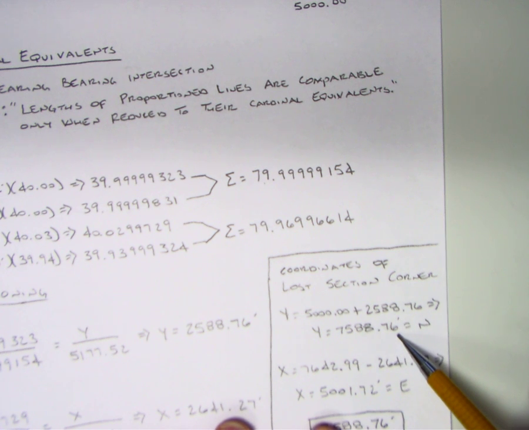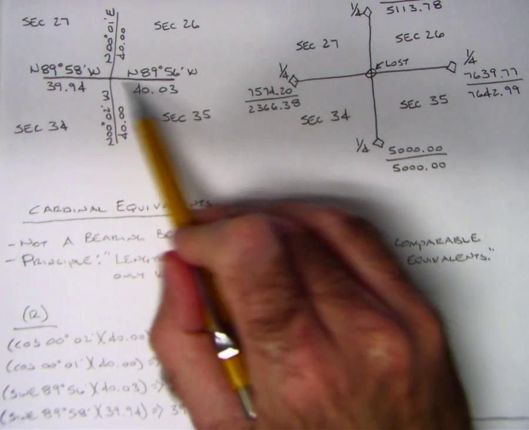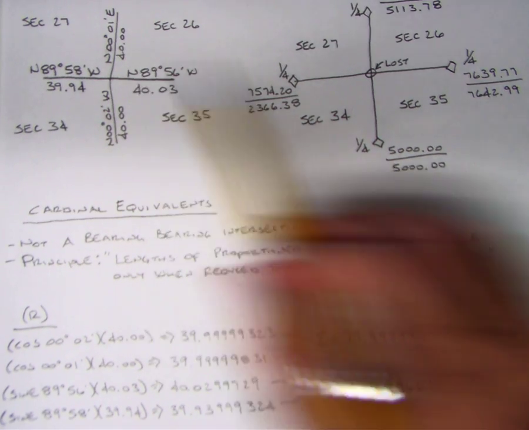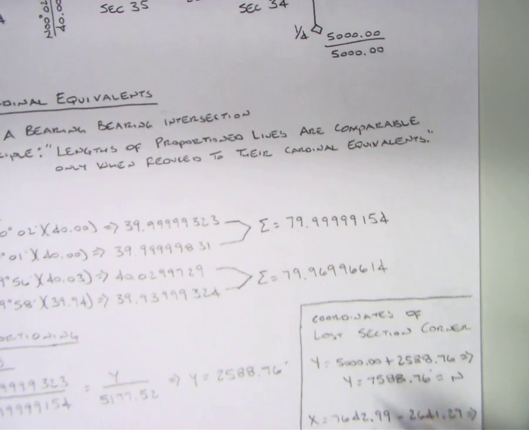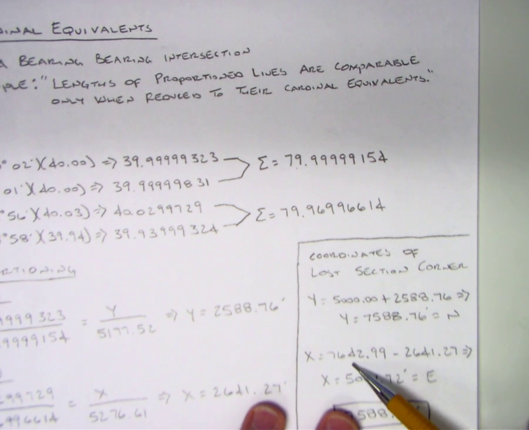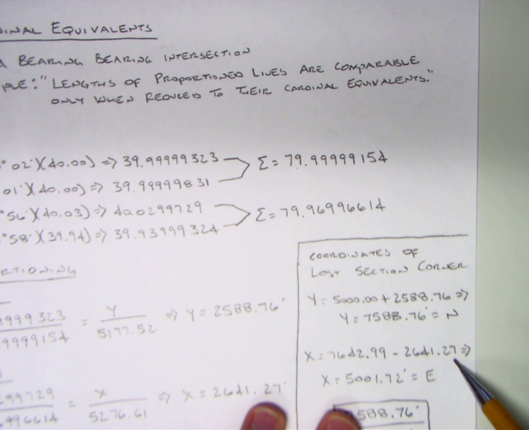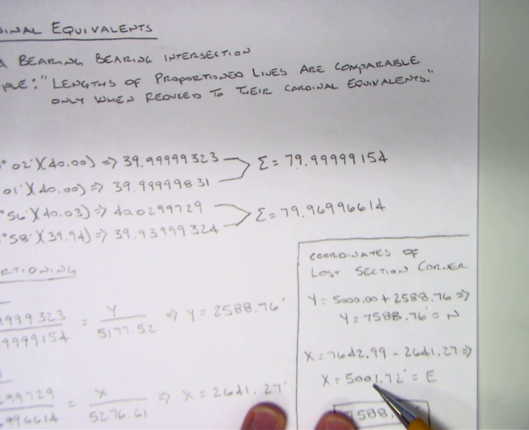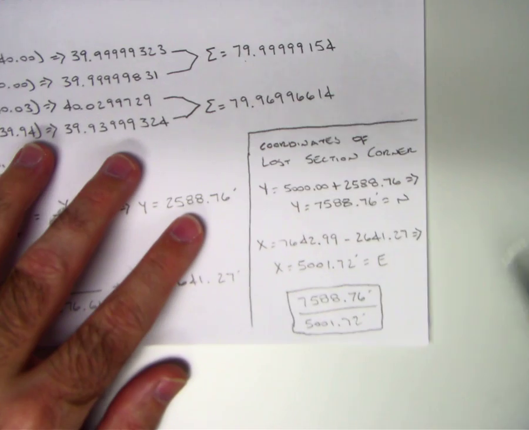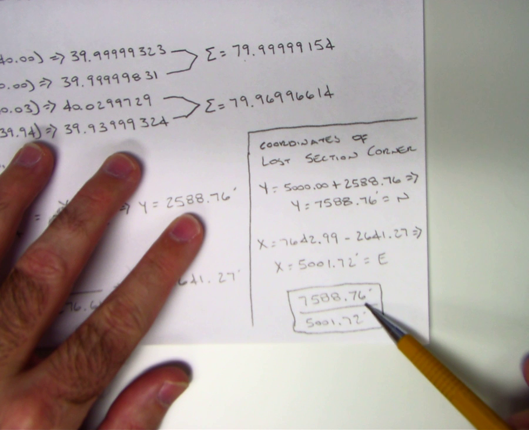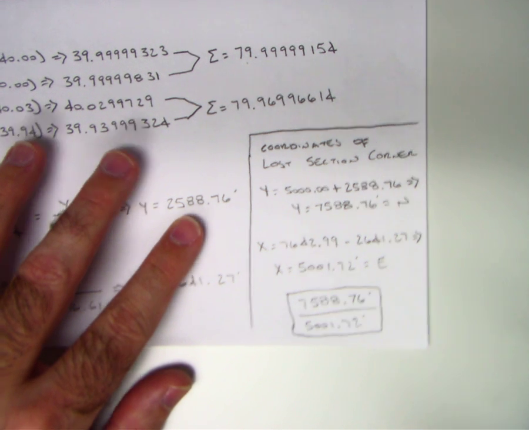So the coordinate of my northing is 7,588.76 feet. And in my easting, since I took the cardinal equivalent of this line right here, I'm going to subtract what I got from my easting here. And so 7,642.99 minus 2,641.27 is 5,001.72 feet. So the coordinates of my lost section corner are 7,588.76 feet as the northing and 5,001.72 feet as the easting.